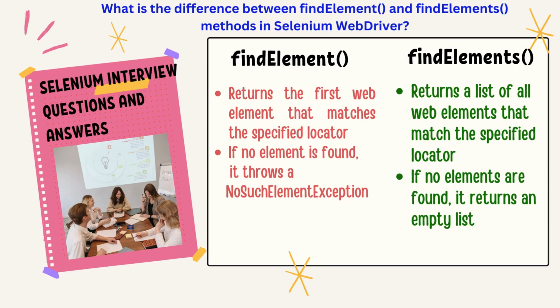What is the difference between findElement and findElements methods in Selenium WebDriver? The findElement method returns the first web element that matches the specified locator. If no element is found, it throws a NoSuchElementException. But the findElements method returns a list of all web elements that match the specified locator. If no elements are found, it returns an empty list.